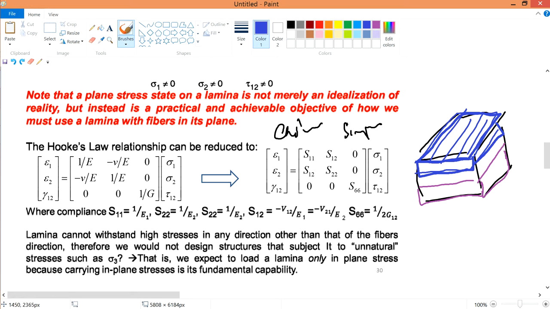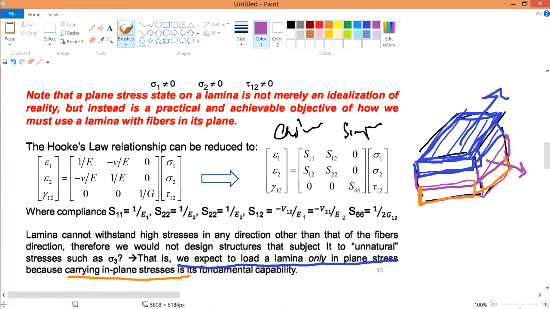Therefore they are only looking at a piece of it, and this is what it is trying to say all along. The sentence over here says we expect to load a lamina only in plane stress. This blue one is a lamina, the purple one is another lamina, and the orange one at the bottom is another lamina. So each lamina has its own capability to carry different plane stresses. The blue one can carry its own plane stress, the purple one its own, and maybe the orange one can carry it in an angled direction. This is what it is trying to say. But this whole example is only talking about a unidirectional thin plate, meaning you are only in this direction.